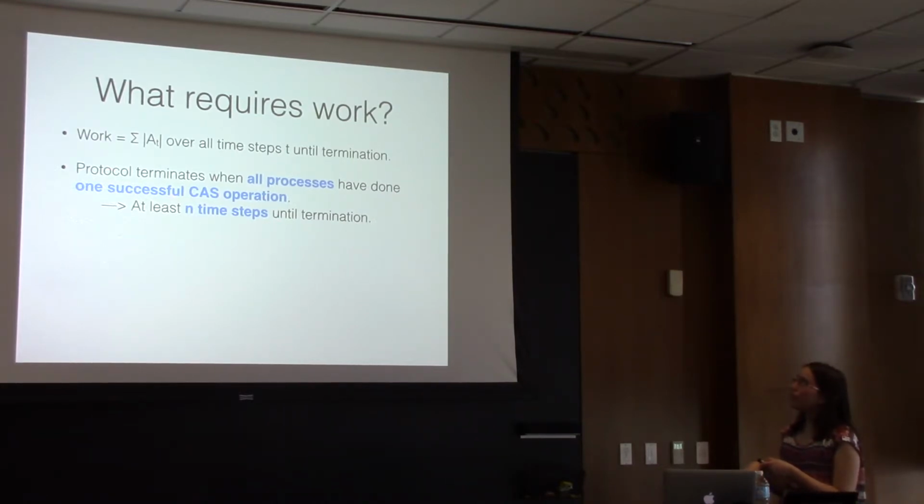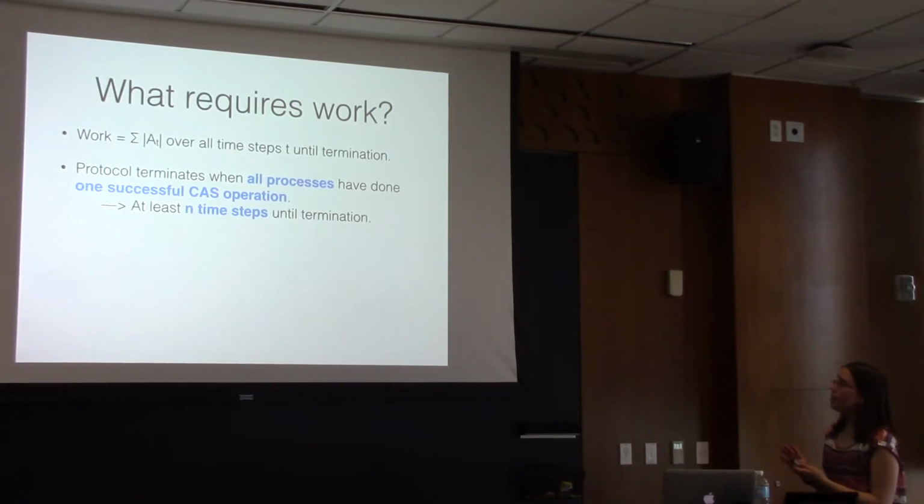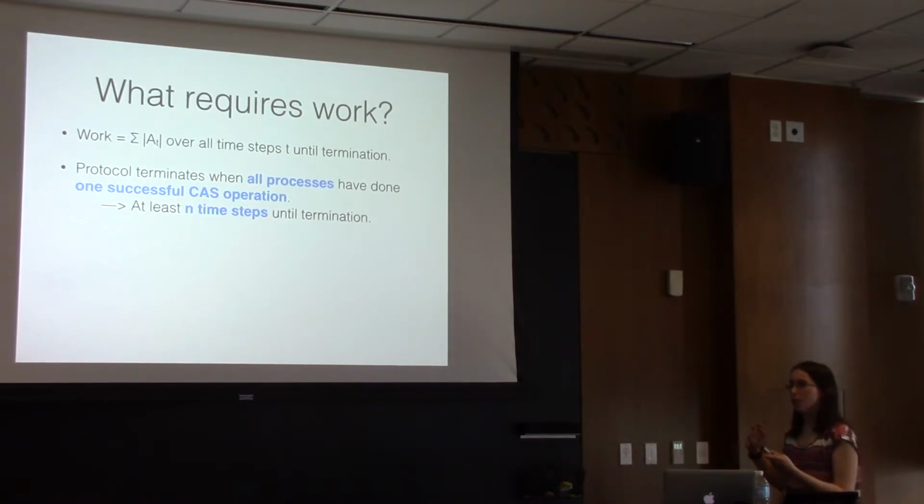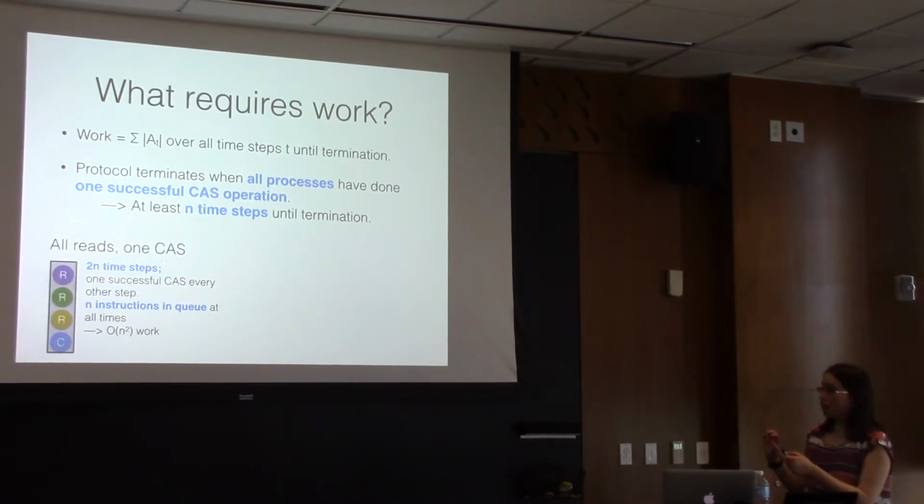And we know that every process needs to do at least one CAS. That's going to be its successful compare and swap, after which it's going to terminate. So we already know we need at least n time. But we also know that there's other operations happening: there's reads, there's more failed compare and swaps. Everything can happen, so we're probably going to be more than that.